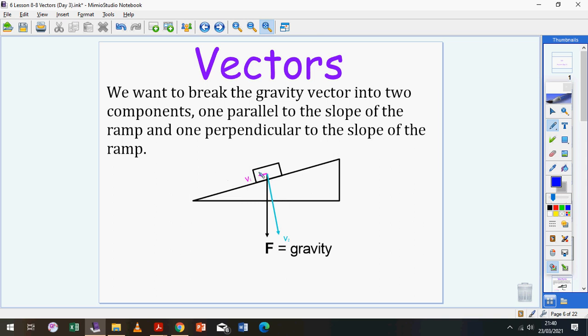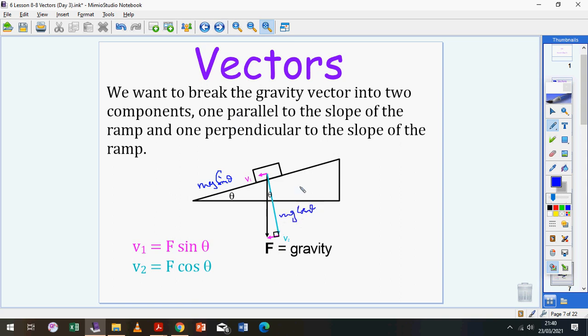And when we complete the triangle, we have V1 is F sine theta, which is over here. And remember, F is mg, so that's mg sine theta. And V2 is F cosine theta, which is the same thing as mg cosine theta.